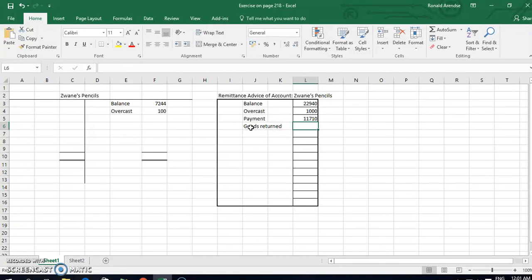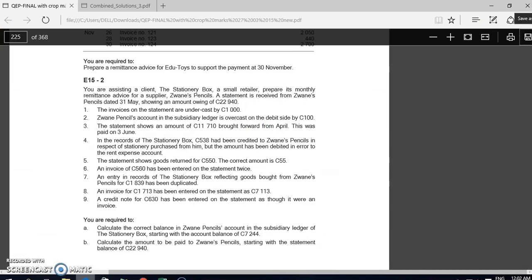They said we returned 550. However, we only returned 55. So they said we returned more than what we actually did. So they decreased our account by 550, where they should have decreased our account by 55, which means we have to add 495. Right. Then the next one, an invoice of 560 was entered on the statement twice.